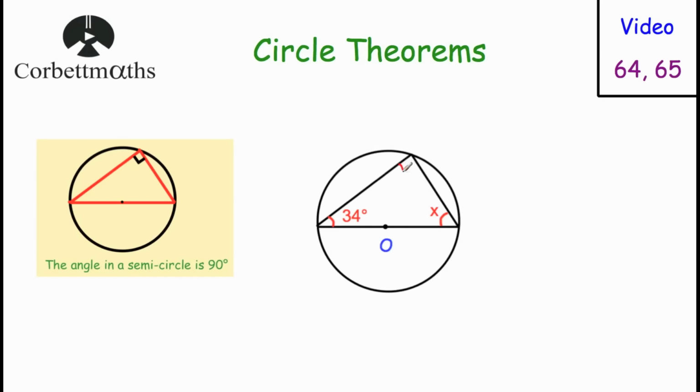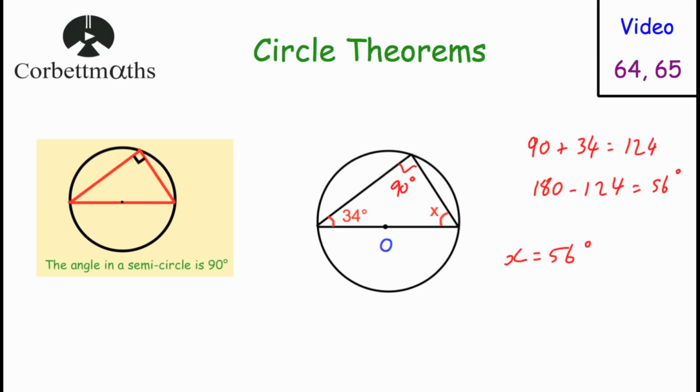triangle. We know that's a right angle. So we need to find x. Well, we know that that's 90 degrees, and then we can just use the angles in a triangle to find x. So 90 plus 34, well 90 plus 34 is equal to 124 degrees. And if you take that away from 180, we can see what's left for x. So 180 take away 124 would be 56. So that means that x is 56 degrees.